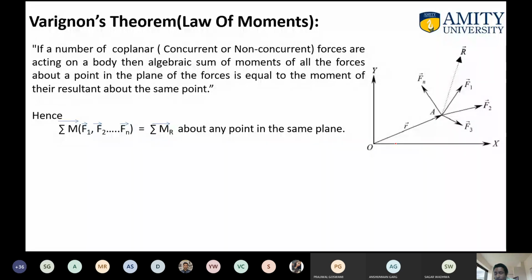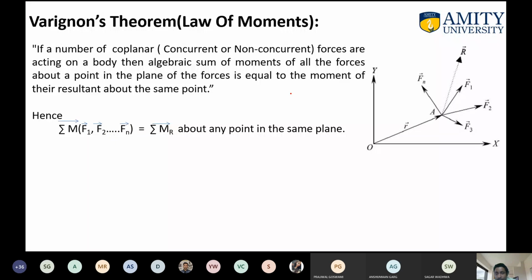If anybody asks you in the examination, you simply have to write the definition. If a number of coplanar concurrent or non-concurrent forces are acting on a point or the body, then the algebraic sum of moments of all the forces about a point in the plane of forces is equal to the moment of the resultant about the same point. What is the same point here? The point here is O, about which we are actually calculating the moment, and the plane here is the XY plane. So the plane is the same.